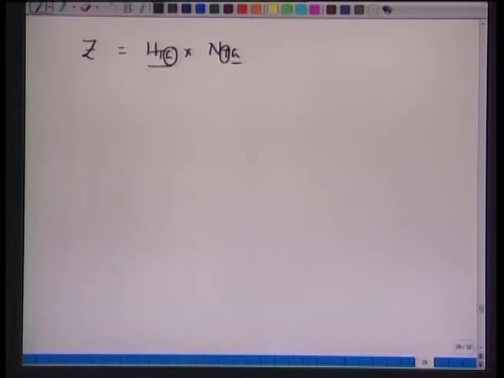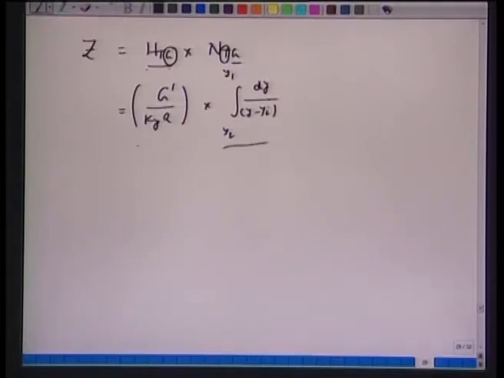Z equals H_tG multiplied by N_tG, where H_tG is the height of a transfer unit based on the gas phase, and N_tG is the number of transfer units based on the gas phase. H_tG is G prime over k_y a, since 1 minus y_i is approximately 1, and N_tG is the integral from y2 to y1 of dy over (y minus y_i). So, now we have the quantity for N_tG. Based on this, we can get the height of this column in meters.